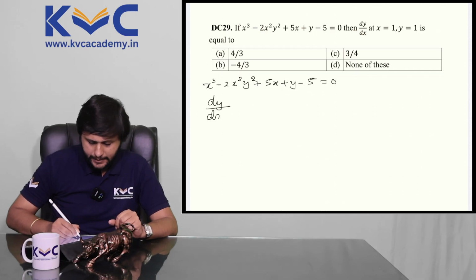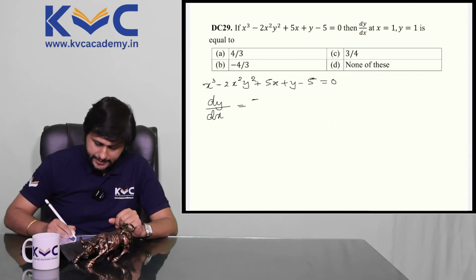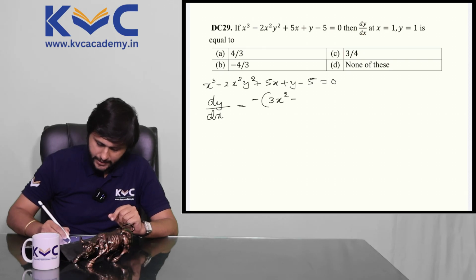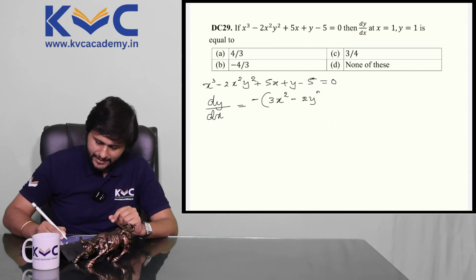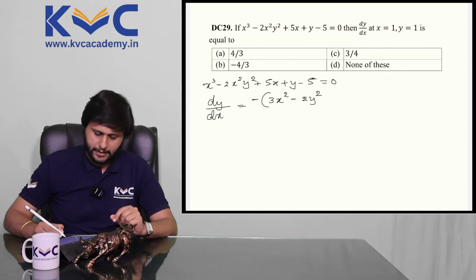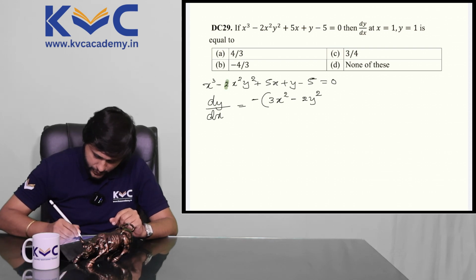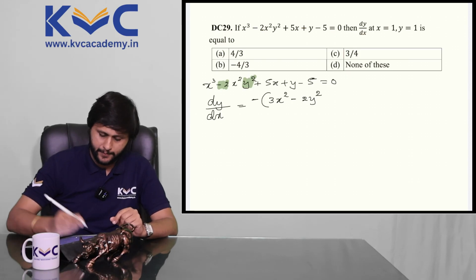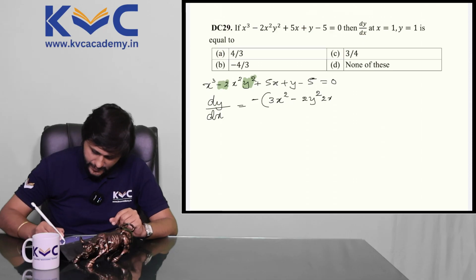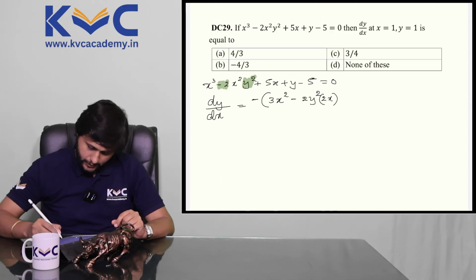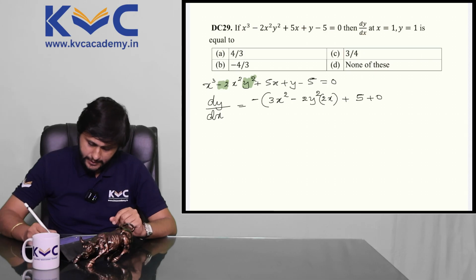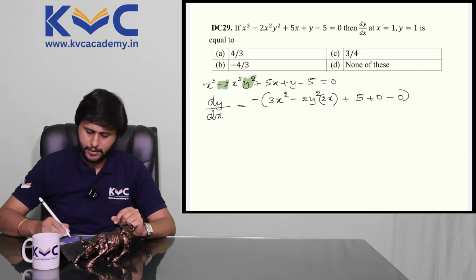Then I write dy by dx equal to minus sign outside. Differentiation of x cube is 3x square minus 2y square. This much is constant. Correct? So here if you see 2 is constant, minus is constant, xy square is constant. This much is constant. I've kept it outside. Differentiation of x square 2x. Correct? Okay. Plus differentiation of 5x is 5. Differentiation of y 0. Differentiation of 5 0.